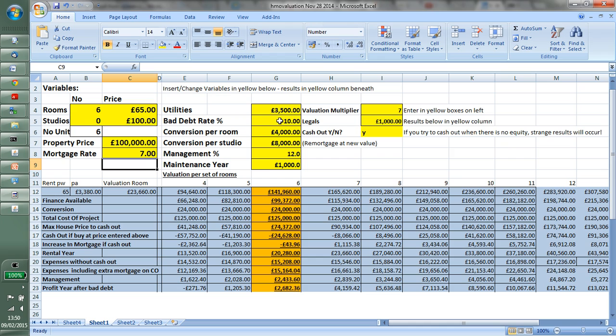What happens if your bad debt goes up? So let's try 20% of rooms are not paying their way at any one time. Still breaking even, but it means on this particular example you're going to have to be working quite hard to keep the rooms filled and keep the money rolling in.